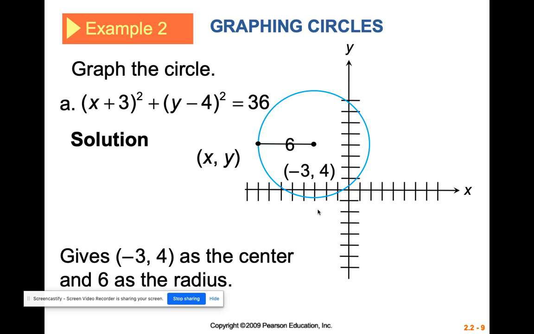And when we draw that, we count back 3 and up 4 to put our center, and then we just count out 6: we count down 6, we count to the right 6, and we count up 6, and we connect our dots, and there we have our circle.